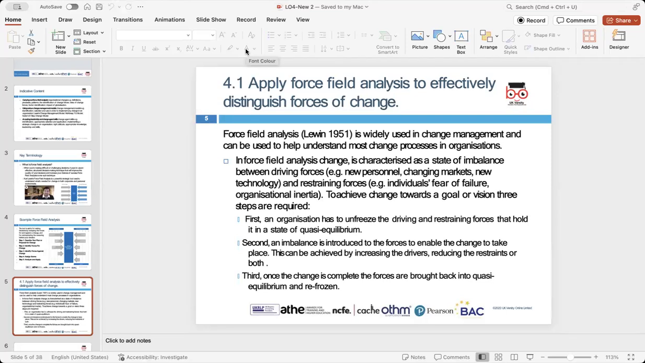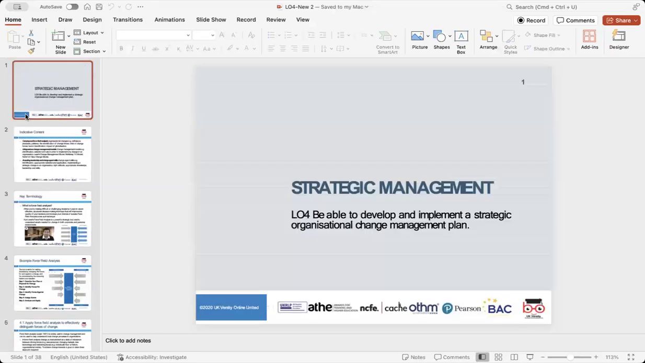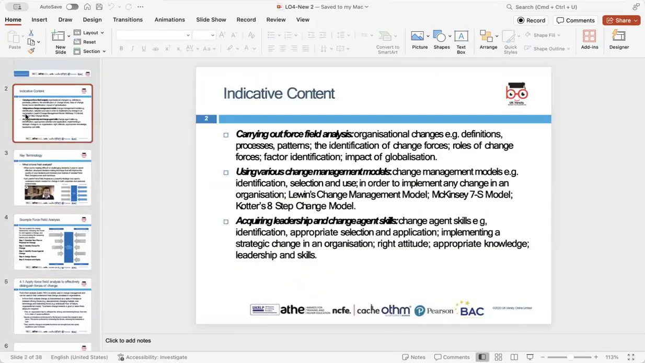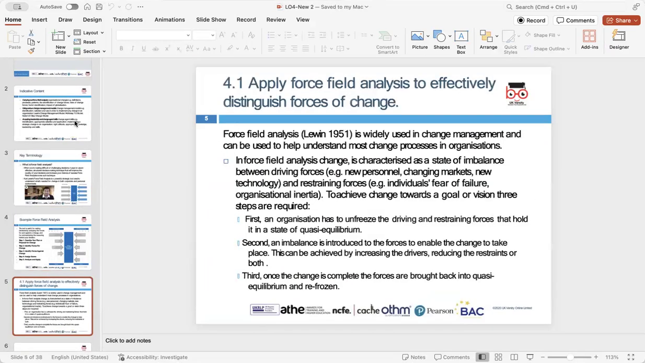So today's topic is how to implement a strategic organizational change management plan. The indicative content is carrying out force field analysis using various change management models and acquiring leadership and change management skills. So apply force field analysis to effectively distinguish forces of change.